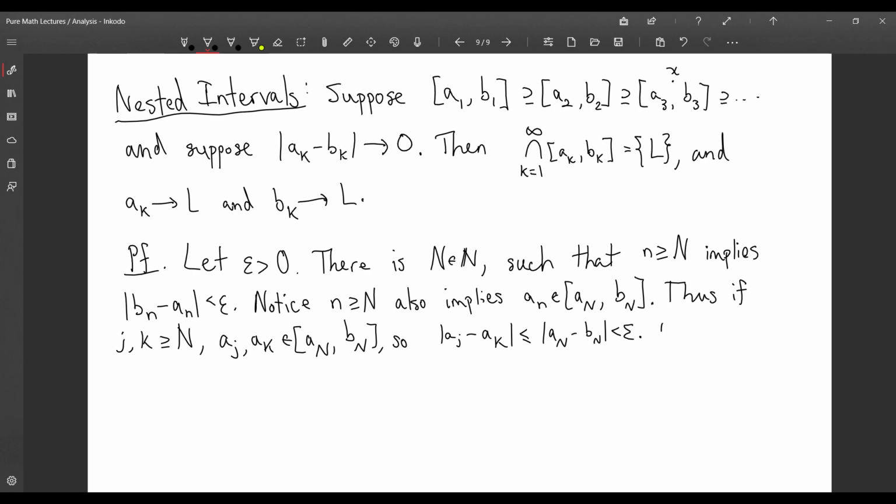So we're going to denote L as the limit of the sequence a sub n. Now we're going to prove that the intersection of all these sets is the set containing L, and we'll also prove that b sub k also converges to the same L.